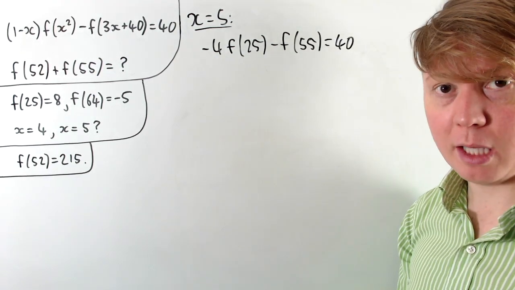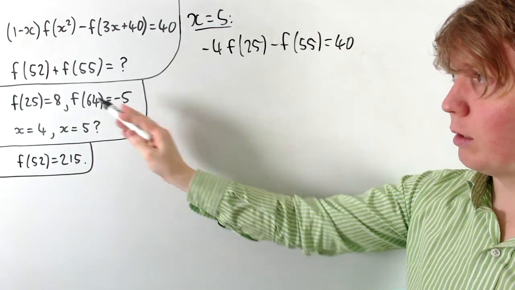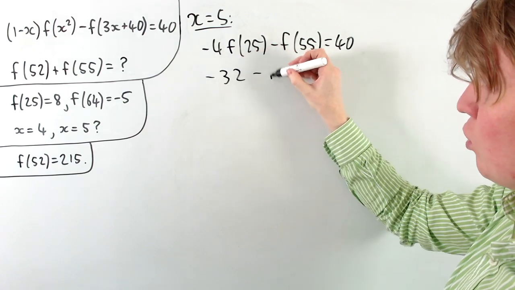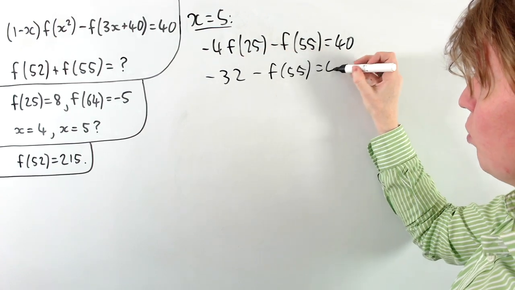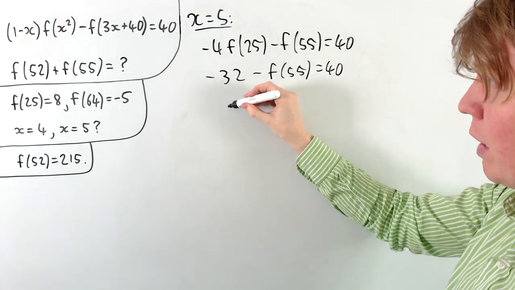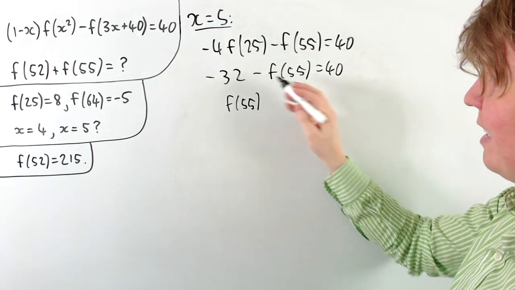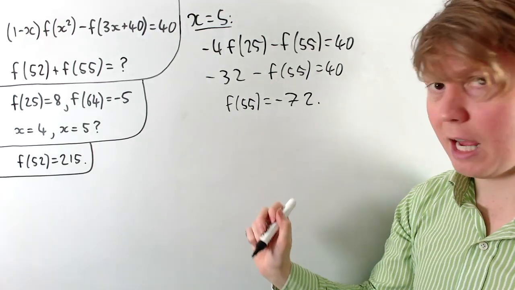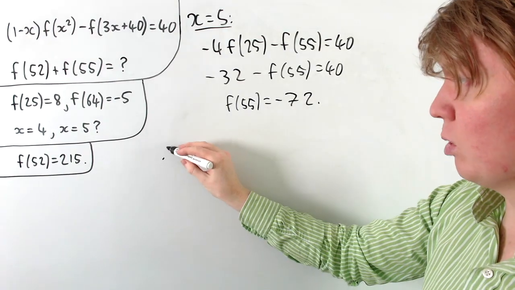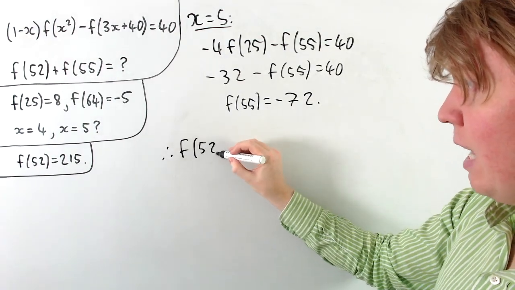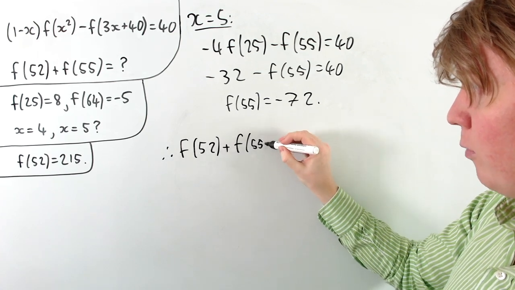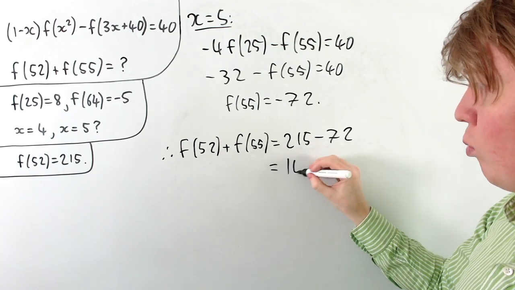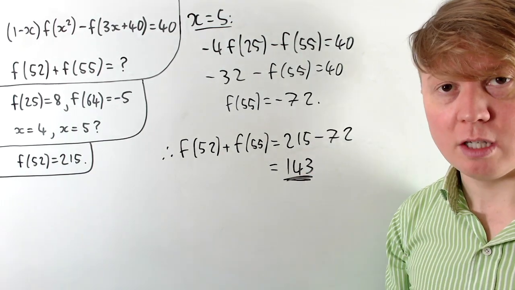And we're already doing much better than earlier, because now f of 25 is known to be 8, so we've just got negative 4 times 8, so negative 32 minus f of 55 equals 40. So f of 55, when we rearrange this, is going to be negative 32, take away 40, so negative 72. And now we just need to add these two together to finish the problem. So we can conclude the answer to our problem then: f of 52 plus f of 55 is just going to be 215 take away 72, which is 143, is the final answer then.